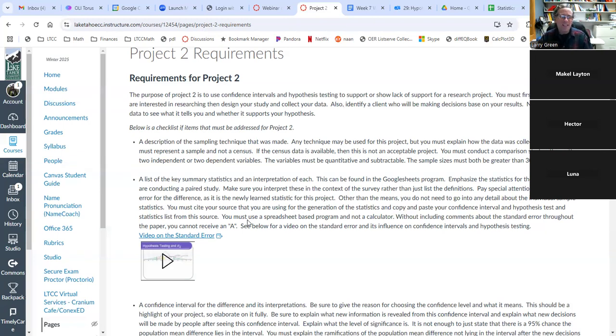If you wanted a confidence interval that was 99% instead of 95%, how big a sample size would you need to use to have the same standard error? Those are the kind of things you're going to have to do for the project.